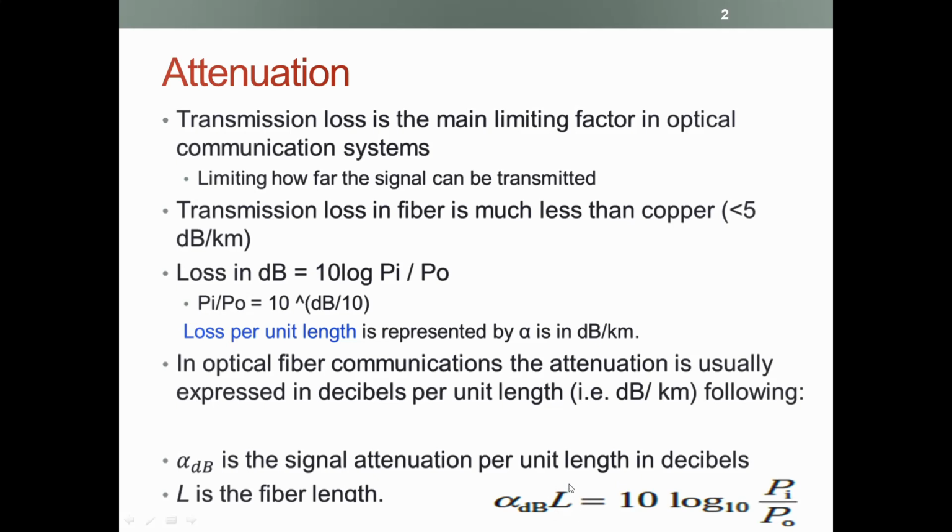If it is supposed to be calculated for L kilometers, alpha L in dB is equal to 10 log to the base 10 of Pi by Po. So this is quite an easy formula. Just need to remember what is the attenuation, how much is the length, and how much is the Pi by Po.